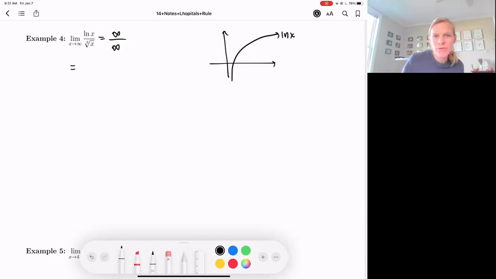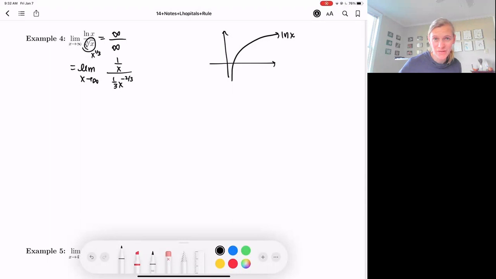If you got like 0 over infinity, you could not use L'Hopital's rule. If you got 5 over 6, you could not use L'Hopital's rule. Only if we get 0 over 0 or infinity over infinity. If you had like negative infinity over positive infinity, that's fine too, but it has to be an infinity and an infinity. Okay, so now we have to take the derivative. Derivative of ln of x is 1 over x. This is x to the 1/3, so its derivative is 1/3 x to the negative 2/3. Now I need to plug in infinity.